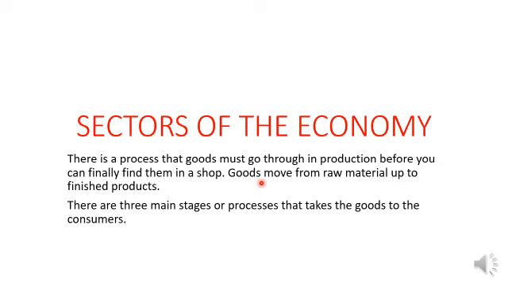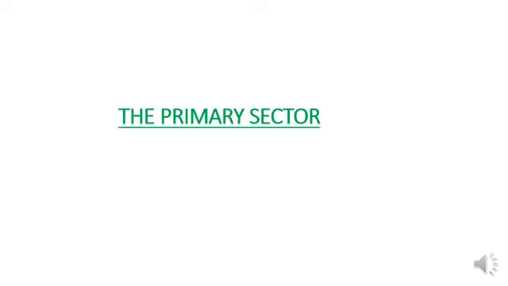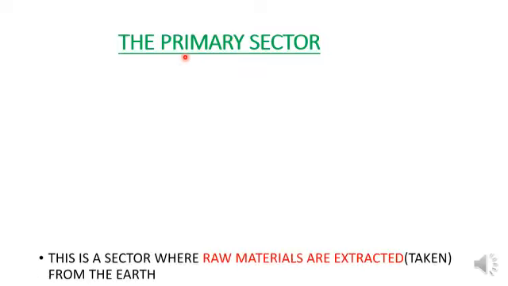Now, there are three main stages or processes that these products take in order for them to reach the customers or the consumers. These stages are classified into three economic sectors we are going to be discussing now. So the first sector is called the primary sector. The primary sector, obviously, being the first stage.